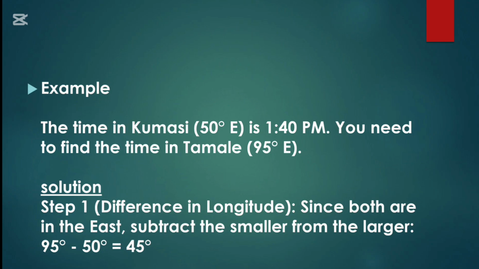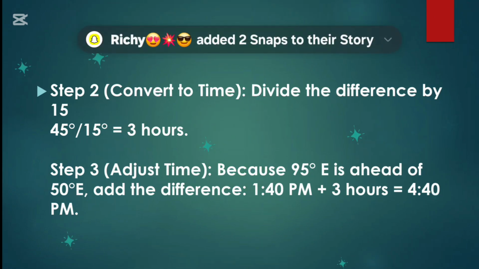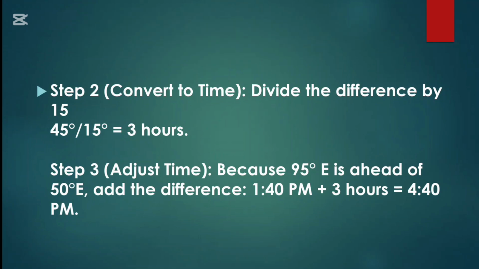Let's convert this longitudinal difference to time. We divide it by 15, and if you divide it by 15, you get 3 hours. Very simple. Now, having your hours, you just adjust the time. So you can see we are moving from Kumasi 50 degrees east to 95 degrees east, meaning we are moving forward. So we add the time. After adding 3 hours to 1:40 p.m., we have 4:40 p.m. in Tamale. Very simple. Let's try the second one.